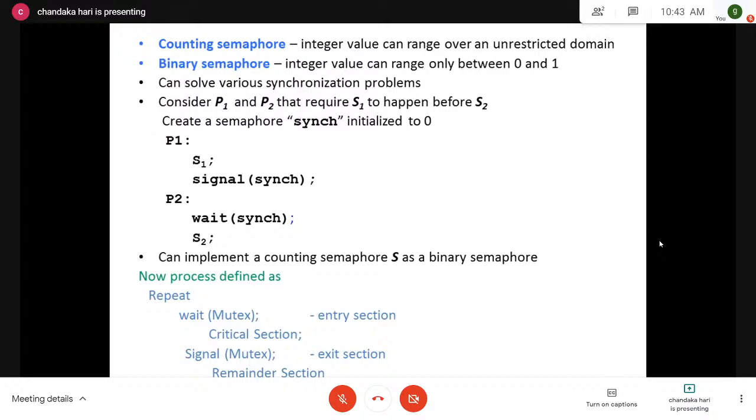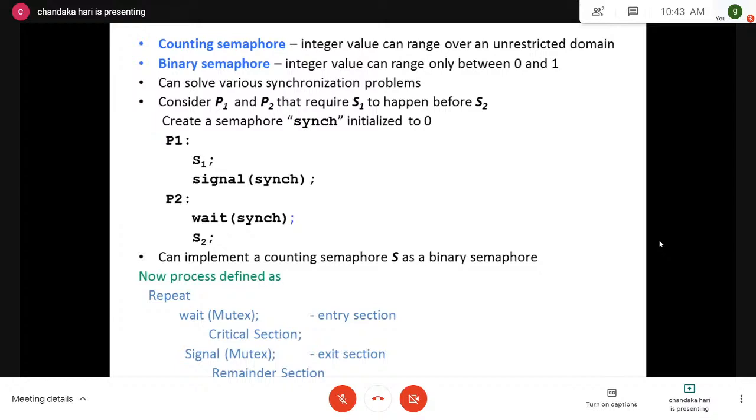Now we are going to see how to solve synchronization problems. These semaphores can solve various synchronization problems, but they also have some small problems. Let us take a small example for better understanding: P1 and P2 require S1 to happen before S2. Both processes, P1 and P2, are sharing a common resource.